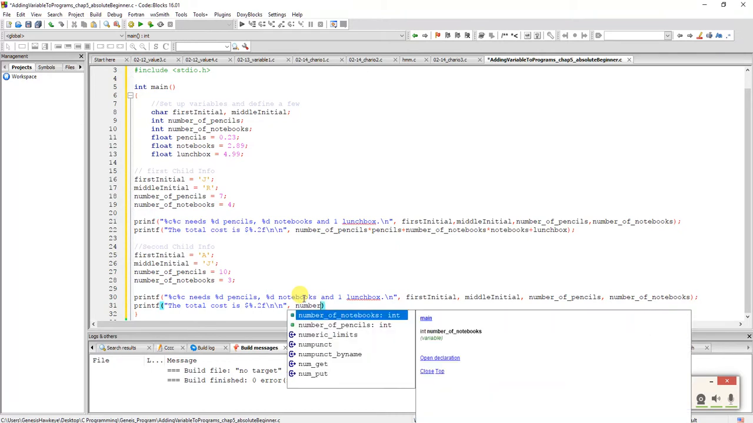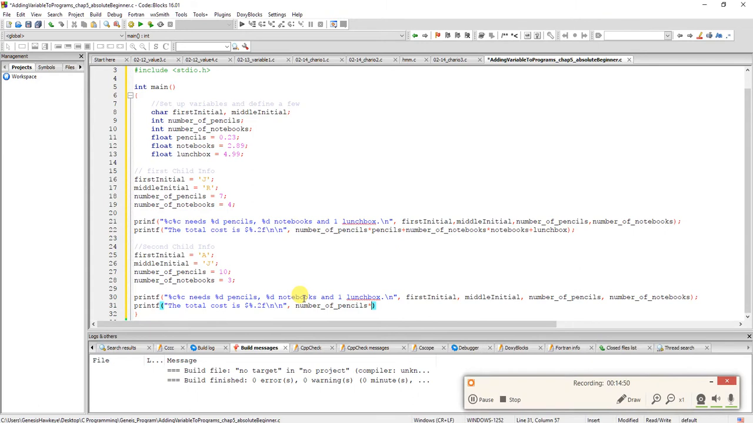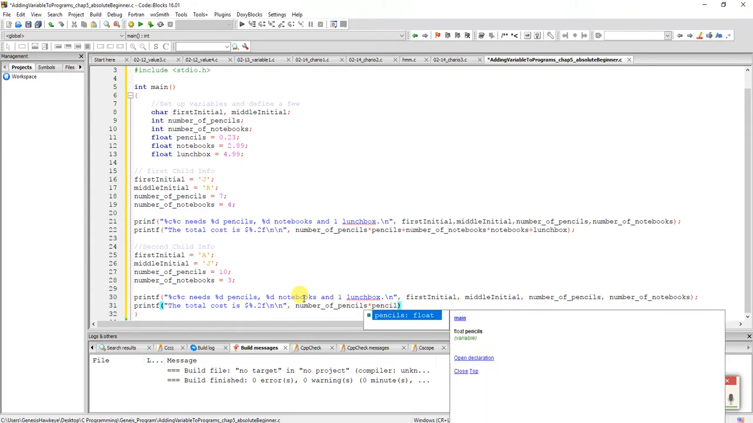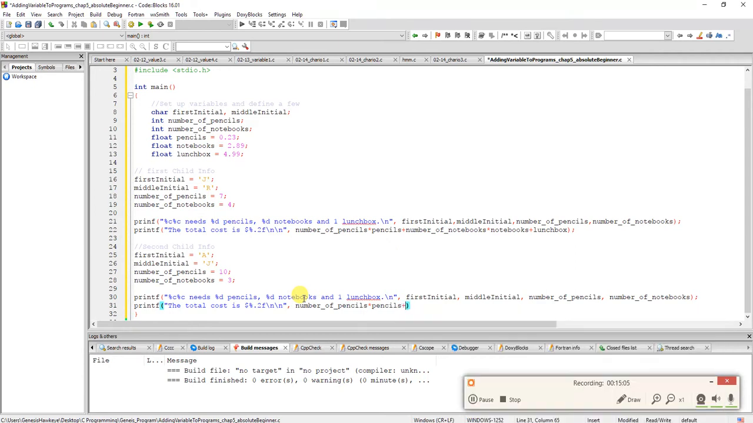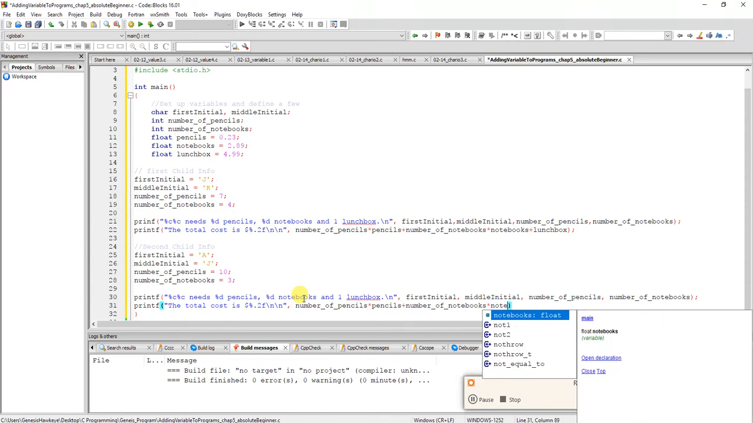So number of pencils times the value of the pencils. That's going to give you the cost of what he needs in terms of pencils, plus number of notebooks times notebooks.